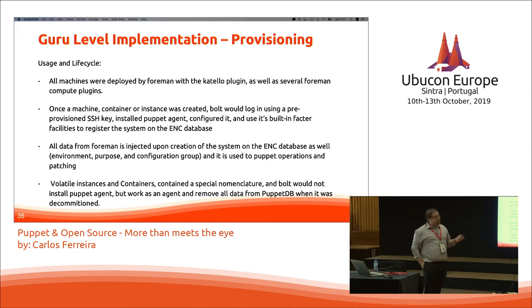Provisioning. On the provisioning, all the machines were deployed by Foreman with the Katello plugin, as well as several other Foreman plugins, because we also used OpenStack and Azure and AWS. Once a machine, container or instance was installed, Bolt would log in with a pre-provisioned SSH key, install the Puppet agent, configure it, and use the built-in Facter facilities to register the system in the ENC database. All data from Foreman is injected upon creation of the system into the ENC database, meaning I create the machine on Foreman, and every single piece of data that it receives from the hypervisor or the bare metal system configurator, it will grab and write inside the ENC database. So, automatic import of everything.